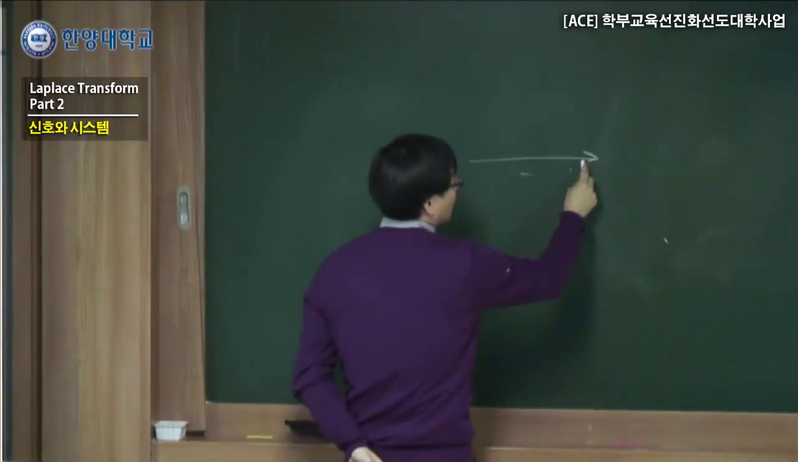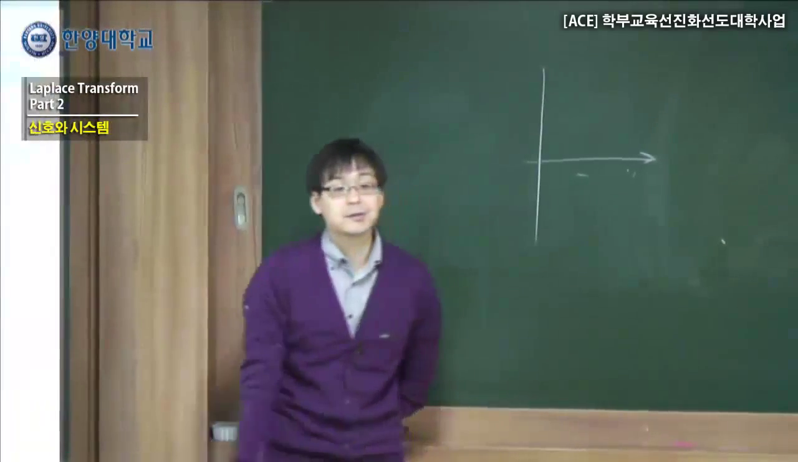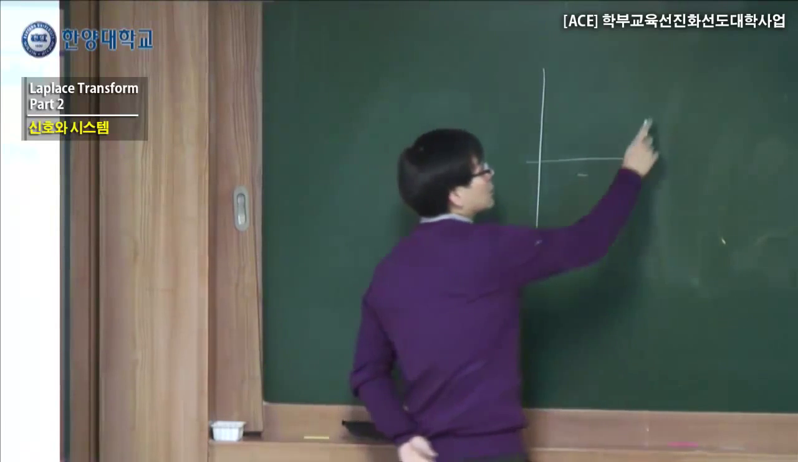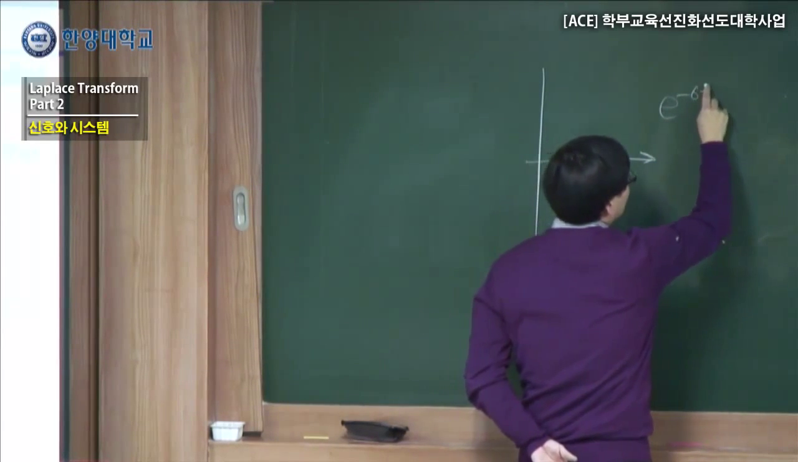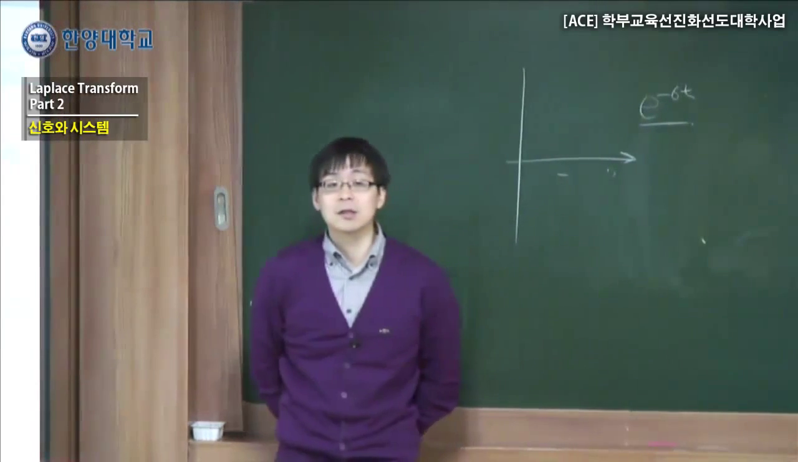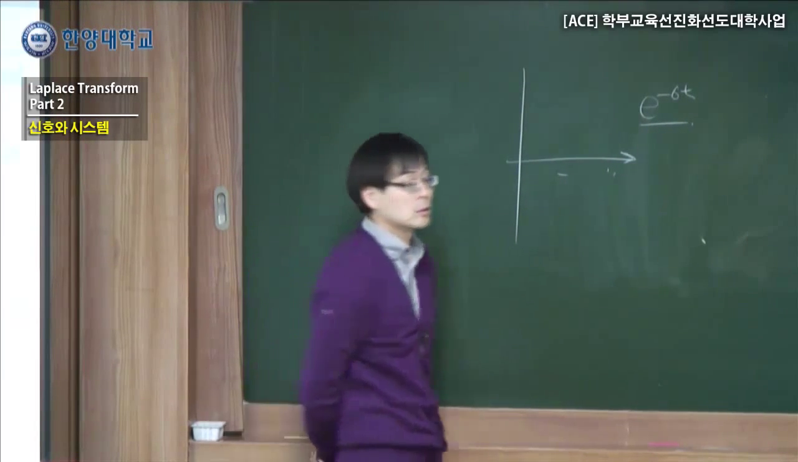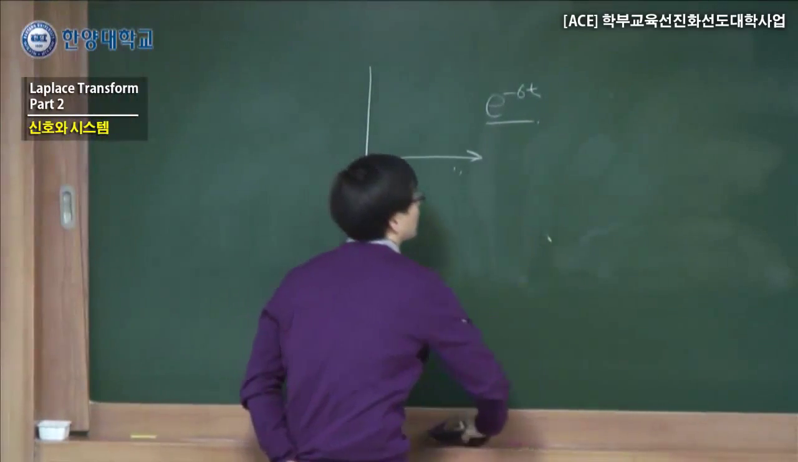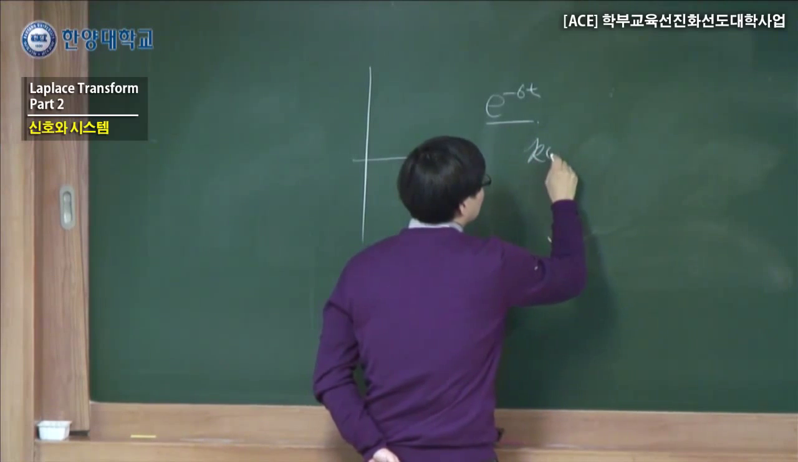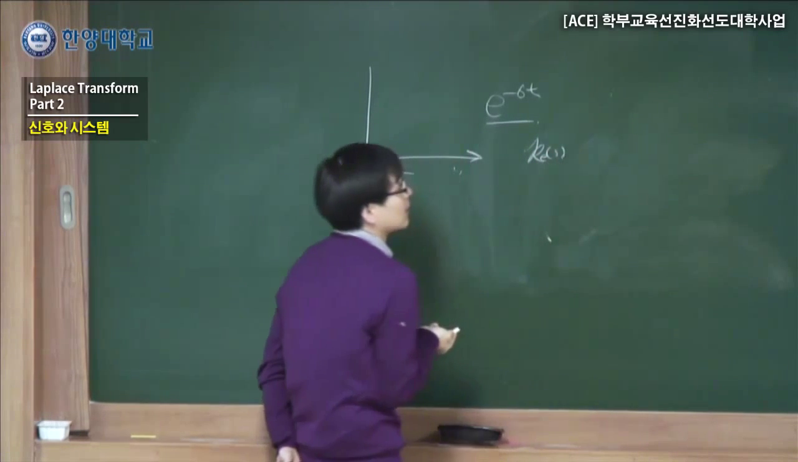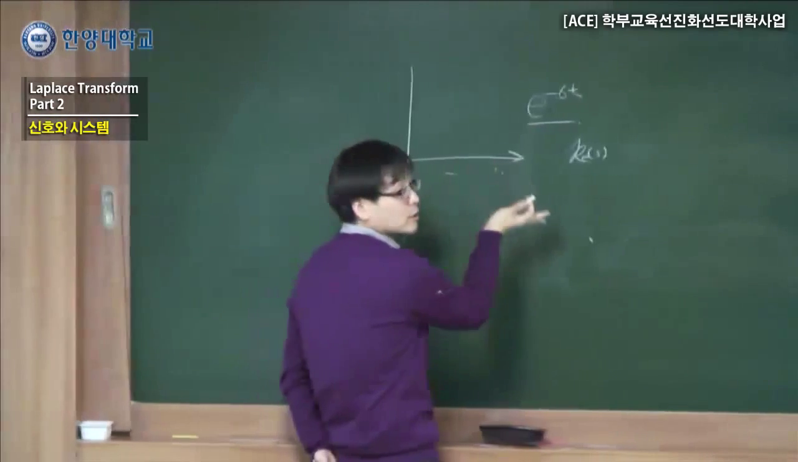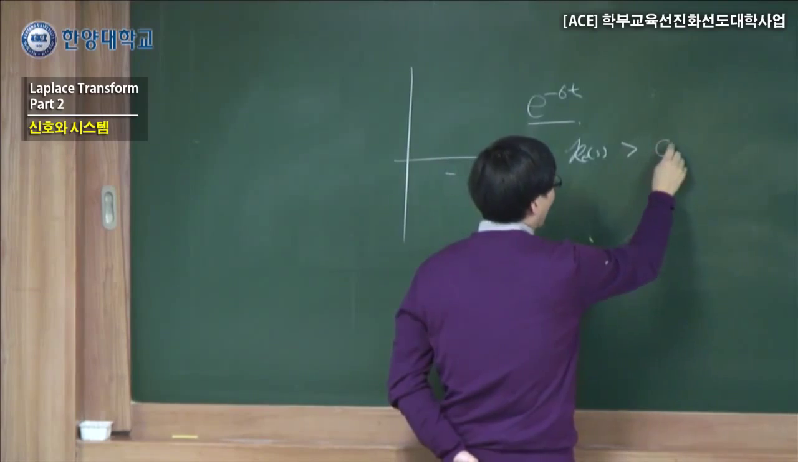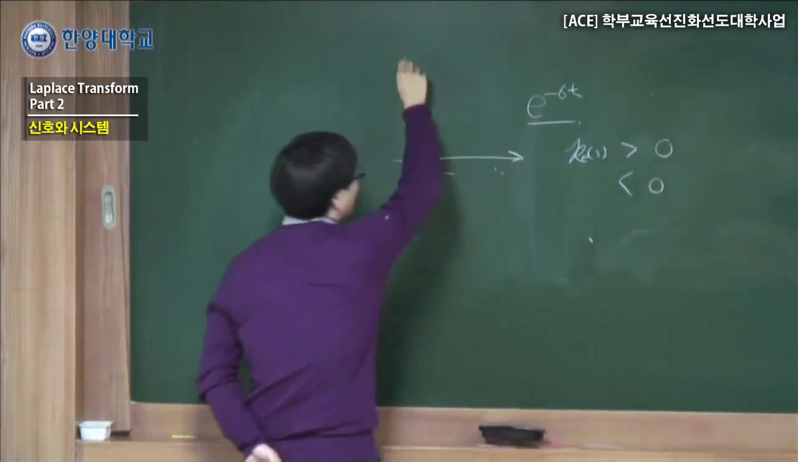This is what I showed before. They made a vertical line in S-plane, because the real part decides the convergence or not. So that means the real part of S decides convergence or not. So this should be larger than a certain value or smaller than a certain value, which is the same as a vertical line.